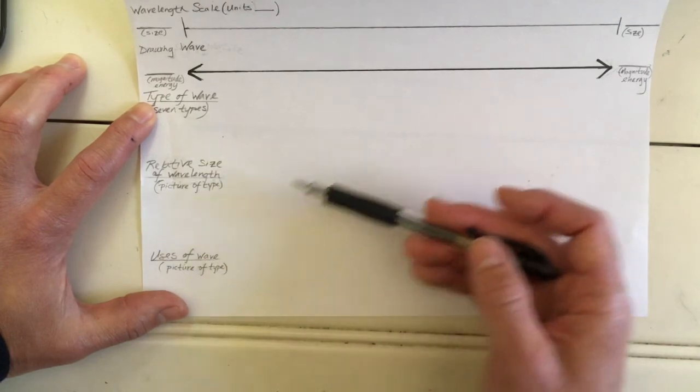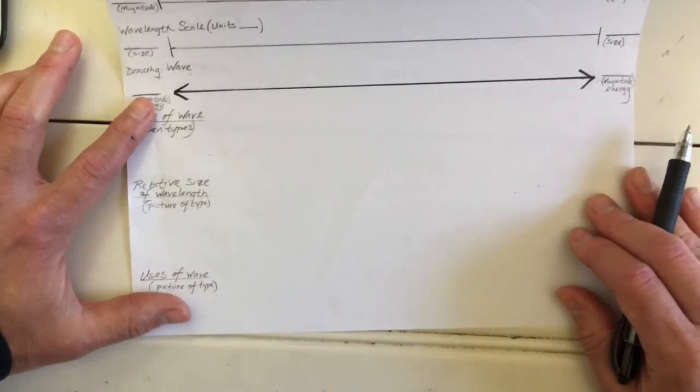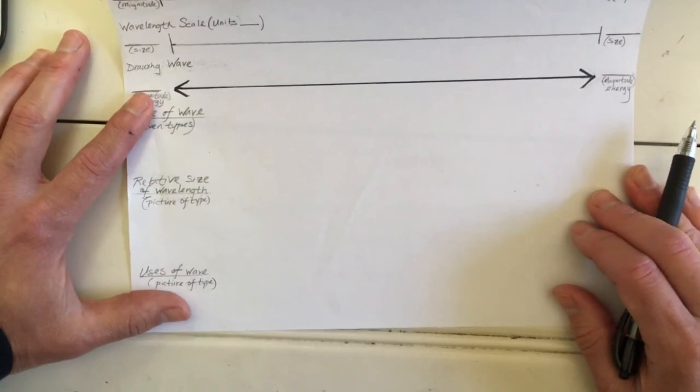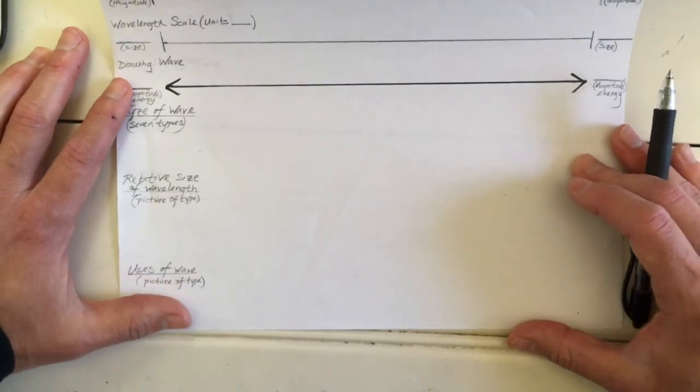So here's where I'd like you to add a little color if you can on your pictures, but I understand if you don't have crayons or colored pencils at home and you can't do that. So you're making your own electromagnetic spectrum here.